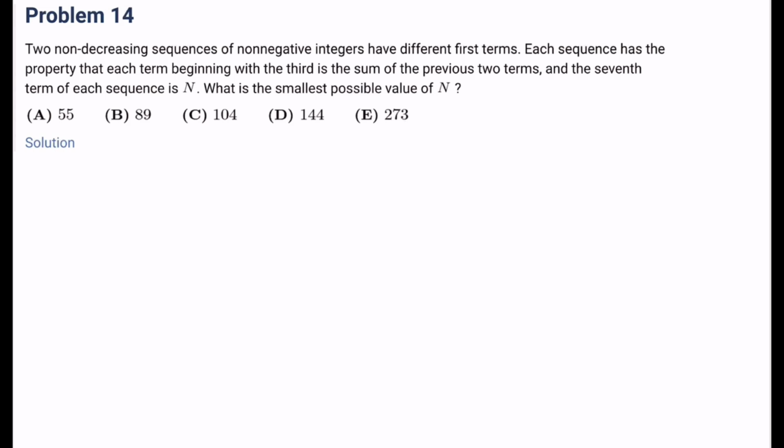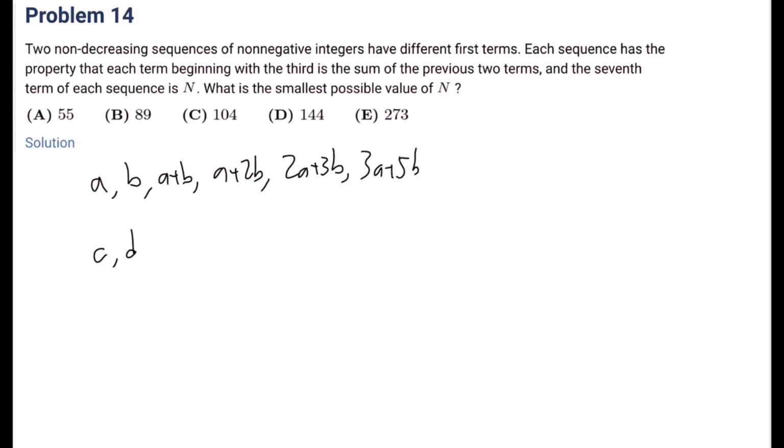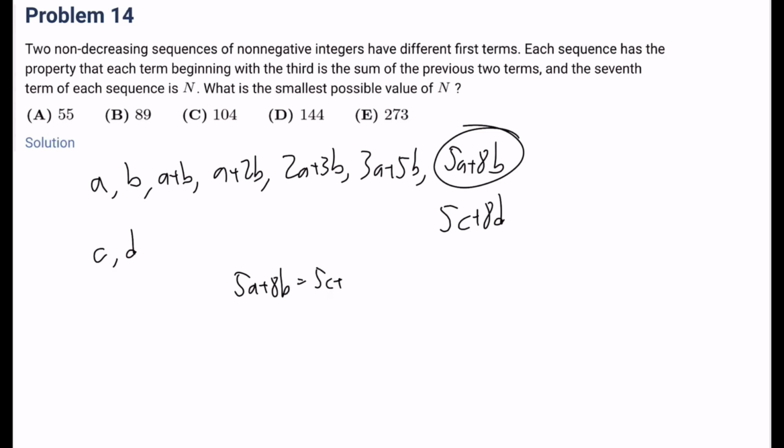Okay, so if those sequences start with a and b, and then the other sequence starts with c and d, we can see that if we keep on going from a and b, then it's going to be a plus b, and then it's a plus 2b, and then 2a plus 3b, and then 3a plus 5b, 5a plus 8b, right? That's 5a plus 8b. Now this is going to be our seventh term. For the other sequence, it's going to go on in exactly the same way. So this is going to end up at 5c plus 8d. And so we have to see that 5a plus 8b equals 5c plus 8d.